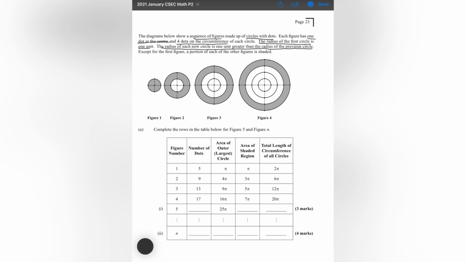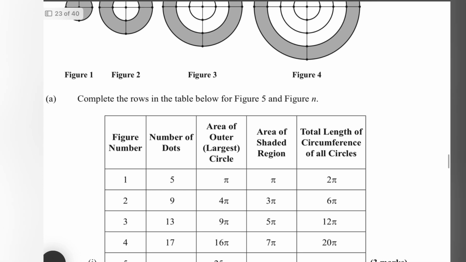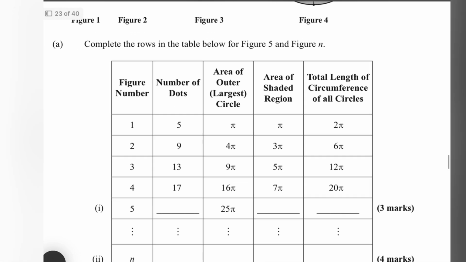Except for the first figure, a portion of each of the other figures is shaded. As you can see, it kind of looks like a target. Anyway, complete the rows in the table below for figure 5 and figure N. All right, so let's see what that would be.